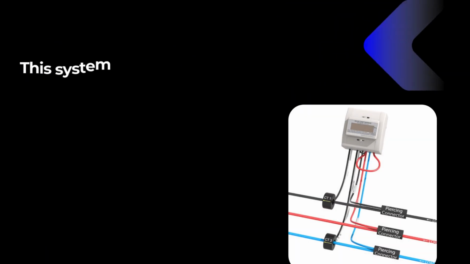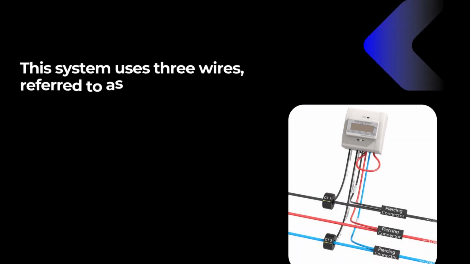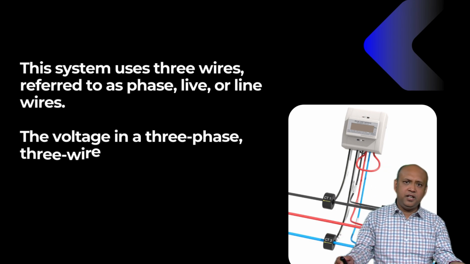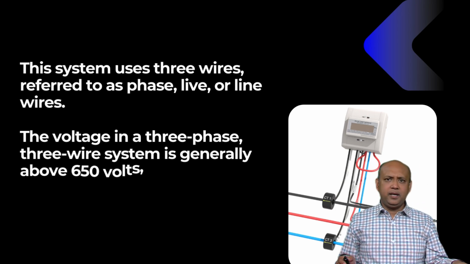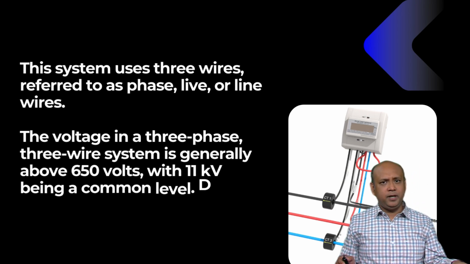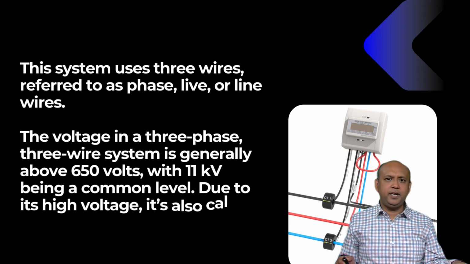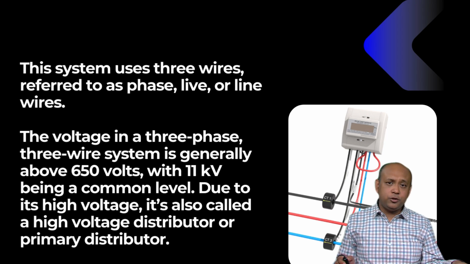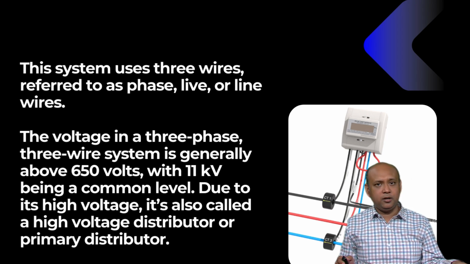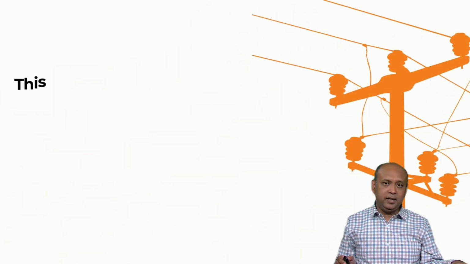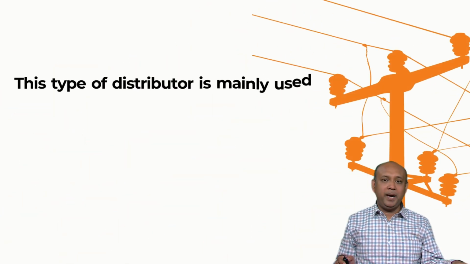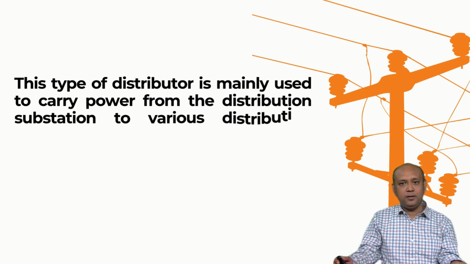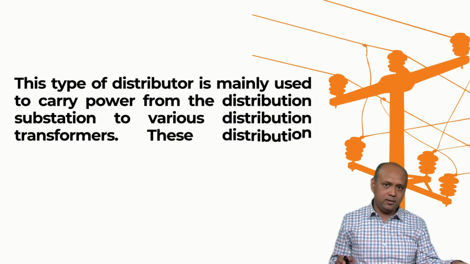This system uses three wires, referred to as phase, live, or line wires. The voltage in a three-phase three-wire system is generally above 650 volts, with 11 kV being a common level. Due to its high voltage, it's also called a high voltage distributor or primary distributor. This type of distributor is mainly used to carry power from the distribution substation to various distribution transformers.